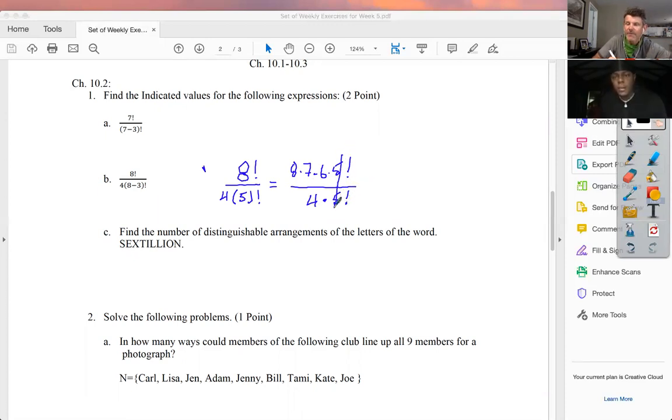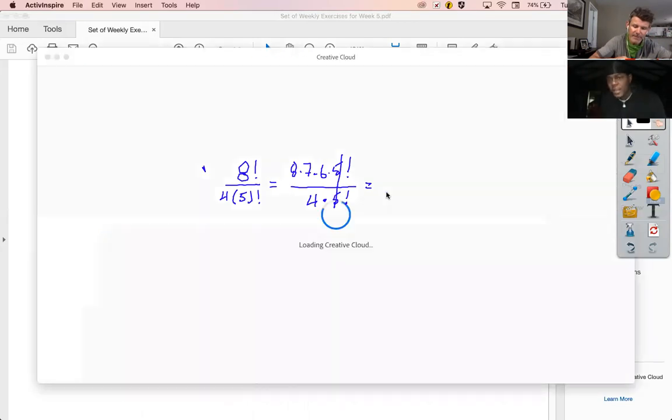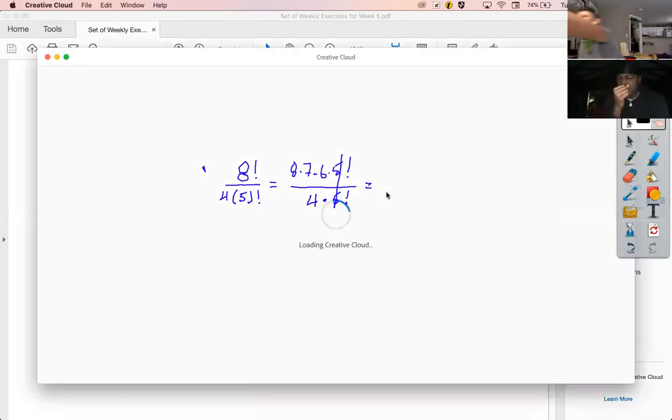Yep, the 5s go out, the 4s go out, the 3s go out, the 2s go out, and the 1s go out. I never did anything with the four yet, so that's why I only got 336. Okay, take 336 and divide it by 4. That'd be 84. And that's correct.